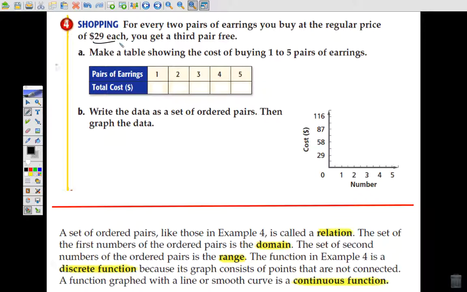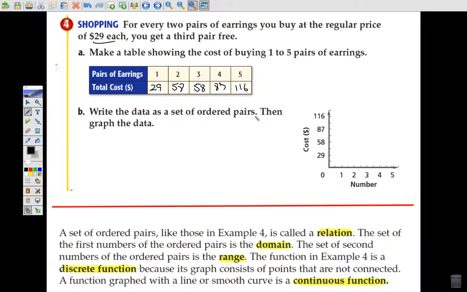Okay, so $29 each. So at 1 pair of earrings, you're at $29. At 2 pairs of earrings, you're at 29 times 2, which is 58. At 3 pairs of earrings, they said you get the 3rd one free, so I'm still at 58. At 4 pairs of earrings, you've had 1 free, so it's not 4 times 29, it's 3 times 29. So at that point, we're at 87, and then at 5, that would be 116.